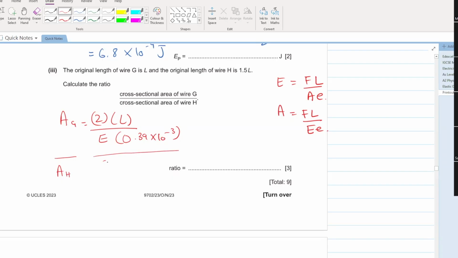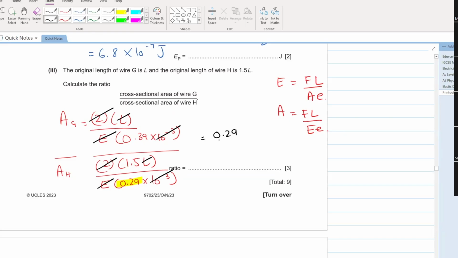What will be the area of H? Force, that is 2, into the length, that is 1.5 L, divided by the Young's modulus E, multiplied by the extension, that is 0.29 into 10 raised to the power of negative 3. What will happen further? 2, 2 cancel out, L, L cancel out, E, E cancel out, 10 to the power of negative 3, 10 to the power of negative 3 cancel out. This 0.29 will go into the numerator, and in the denominator, what do we have? 0.39 and 1.5.